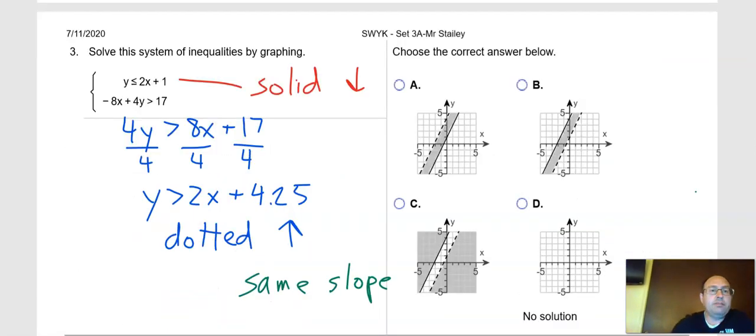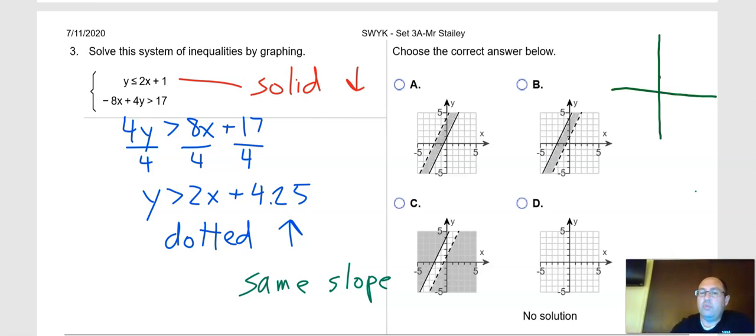Question 3. On the first one, we're dealing with a solid line, and it's shaded below. So 2x plus 1, that's pretty easy to see. You've got plus 1 and 2 as the slope, and we want a solid line, something like this, and we want it shaded below that, okay? And then, of course, we're coming along with the other one.